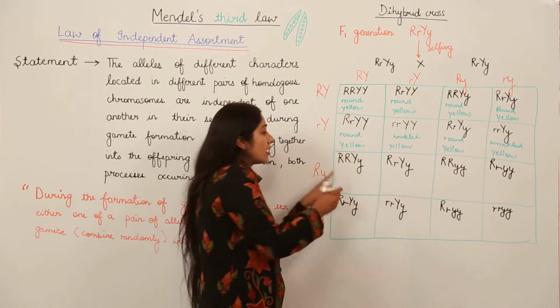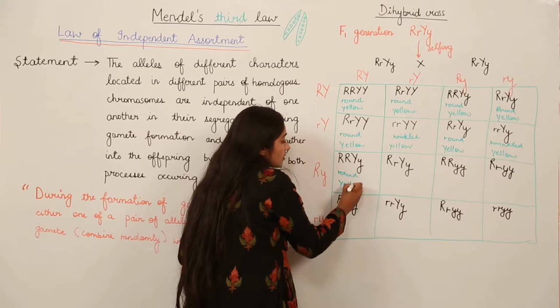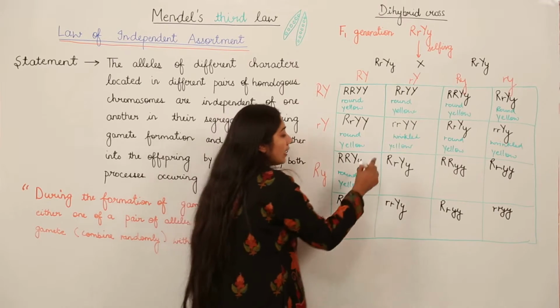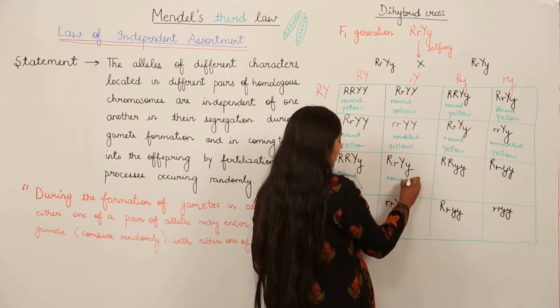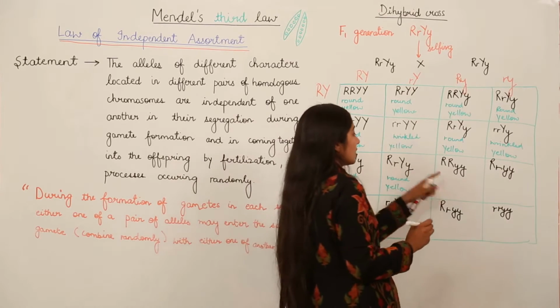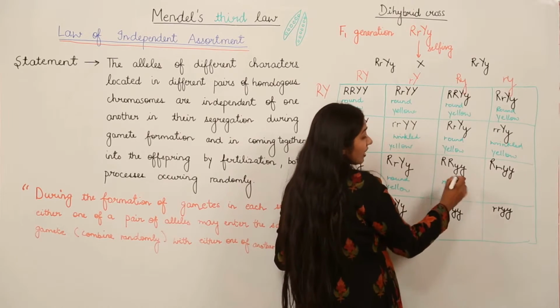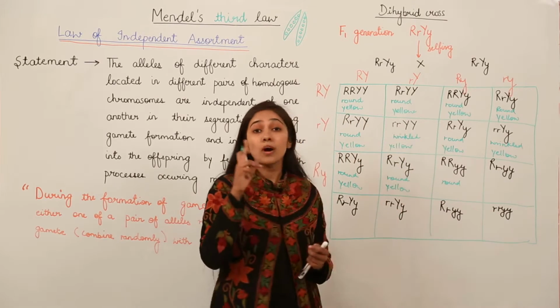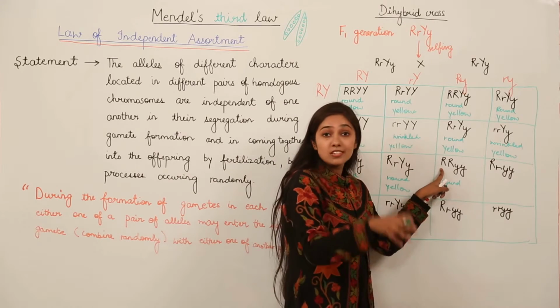Moving on to this, we have again round seeds with yellow cotyledons, since we have capital R and capital Y. Here also we have capital R, capital Y, which means we have the dominant characteristic trait, that is round seeds with yellow cotyledons. And then here you see that we have round seeds again, because both the R are capital. In fact, if we have even a single capital R, if we have even one dominant trait, then the dominant is going to express.